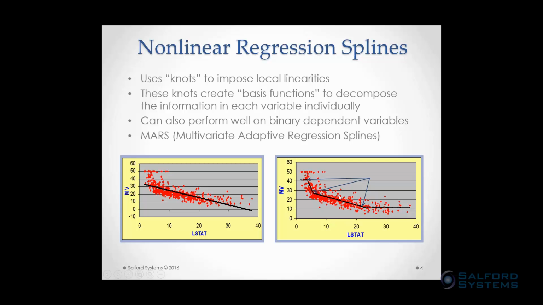So after the algorithm finds these knots, regression splines are fit in between each of these knots, and we call these basis functions. And these basis functions decompose the information in each individual variable. And this is what we call MARS, multivariate adaptive regression splines. So it's similar in nature to just a set of OLS models. And it allows for bends and changes that are seen in your data. And as you can see, this black line on the right fits the data much better than the OLS solution on the left.